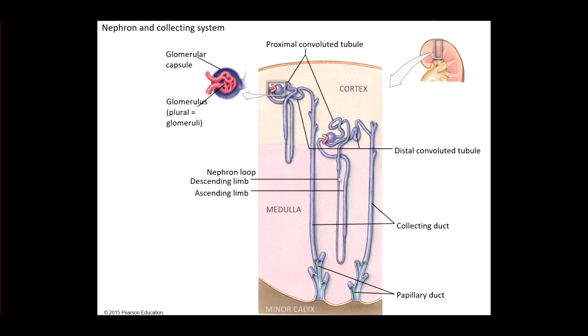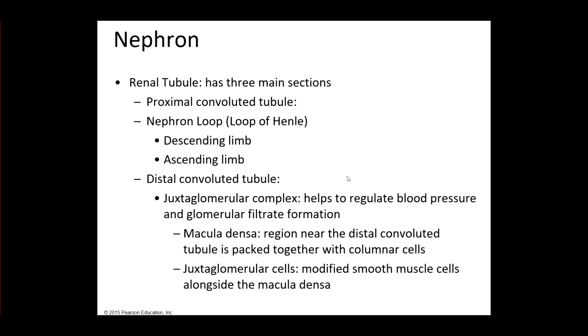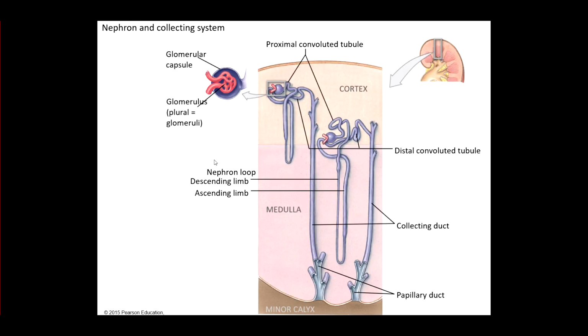The part that goes down is the descending limb. The part that goes up is the ascending limb. Okay, so that's going to be the nephron loop, has a descending limb and then an ascending limb. That then is going to lead to the DCT, the distal convoluted tubule. All right, so let's follow from the ascending limb again. Here's your ascending limb. Let me follow my cursor.